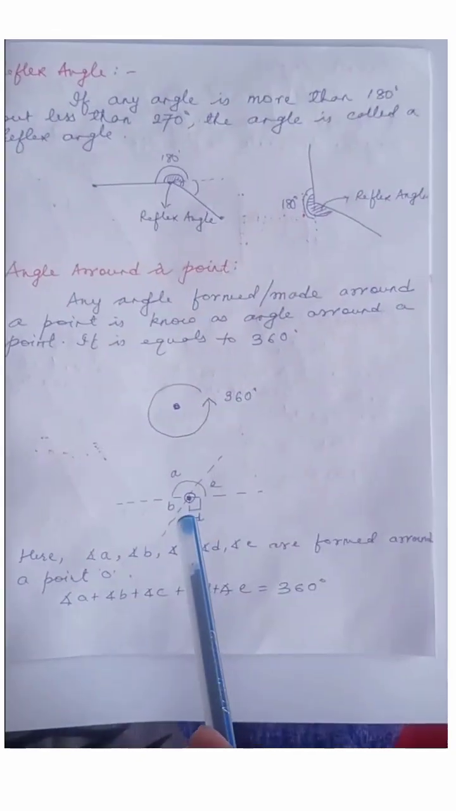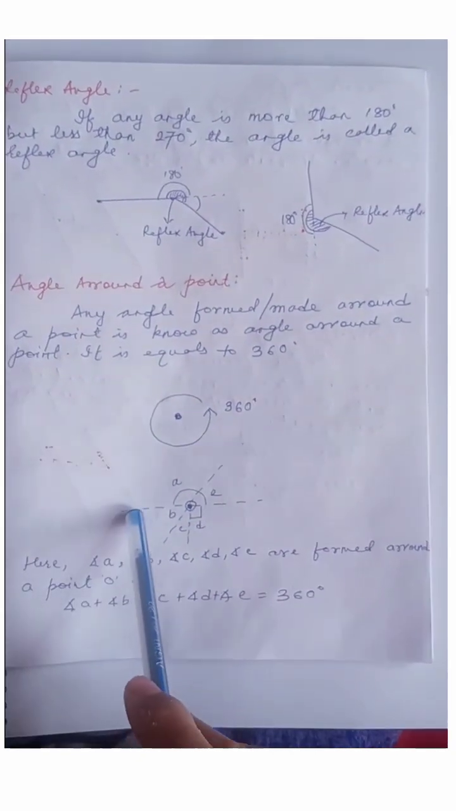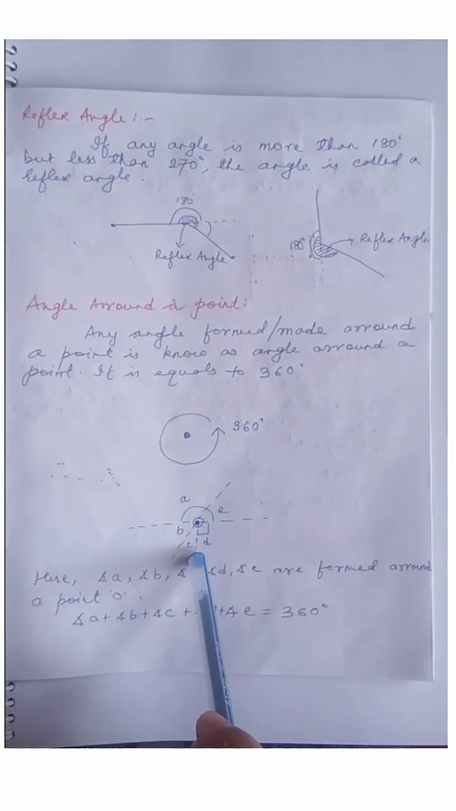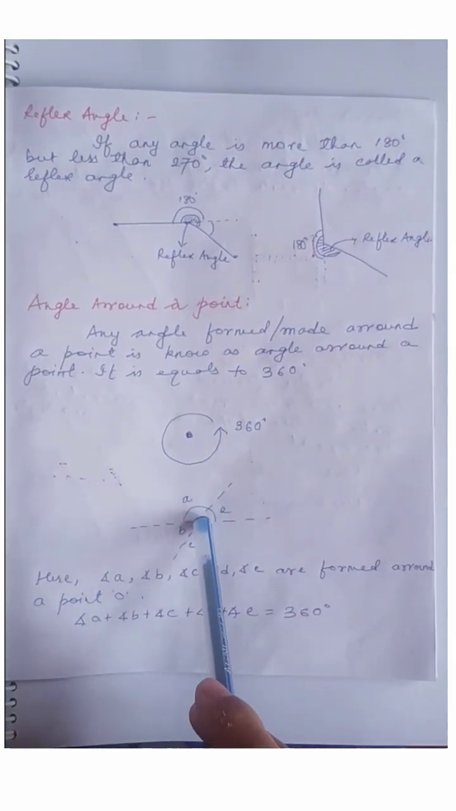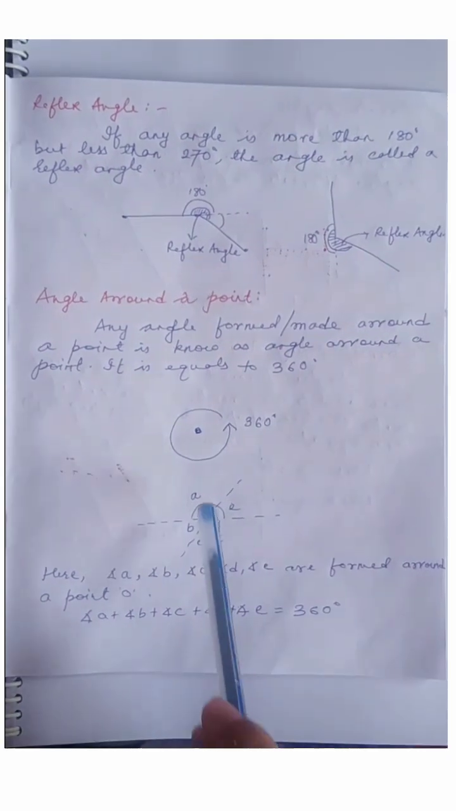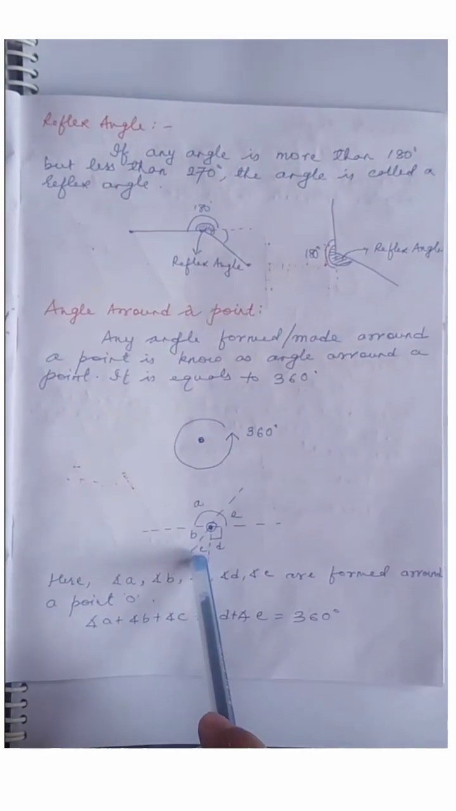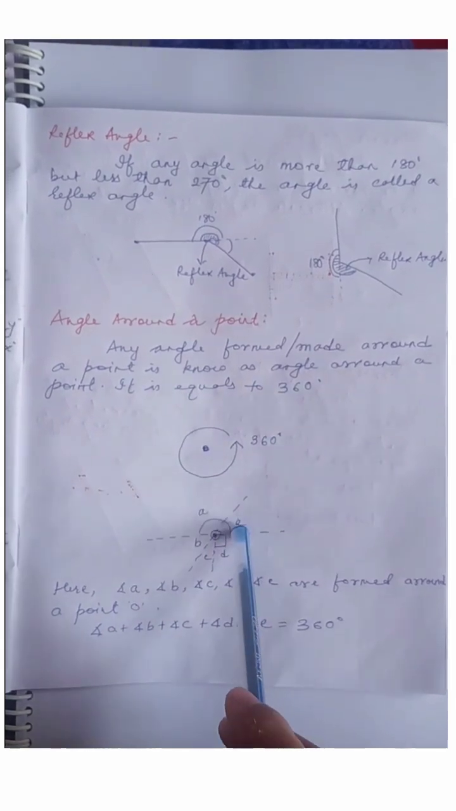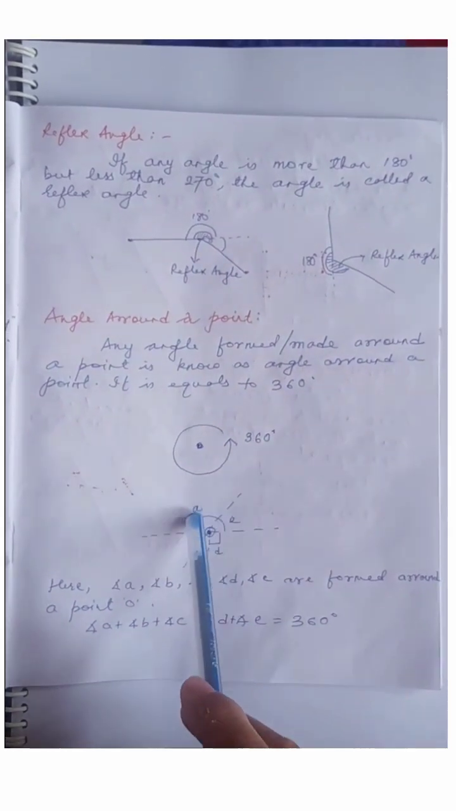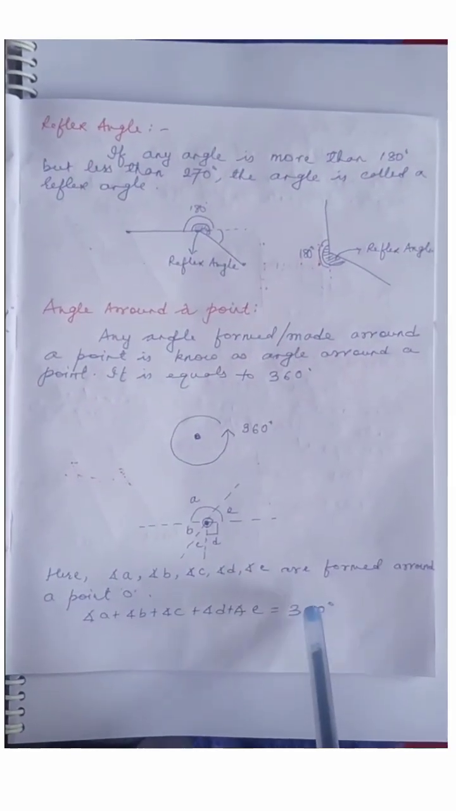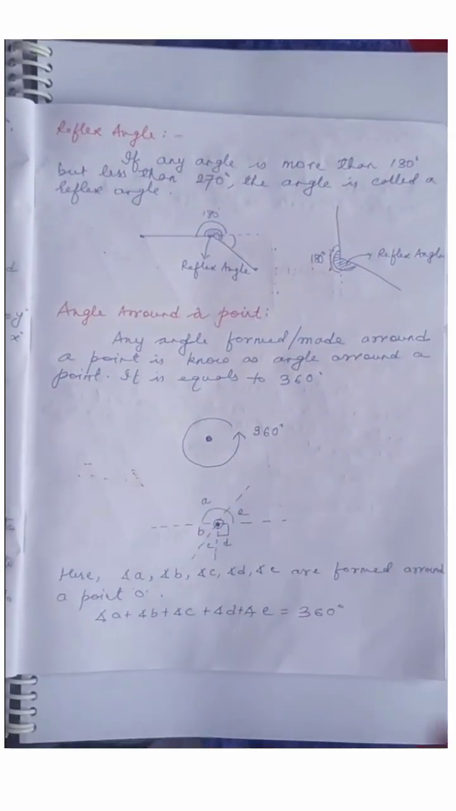Let us take an example. So this is a straight line, this is another straight line, and this is another straight line crossing each other at this point, O point, forming angle A, angle B, angle C, angle D, and angle E. So when all these angles are added, we will get 360 degrees. This is known as angle around a point.